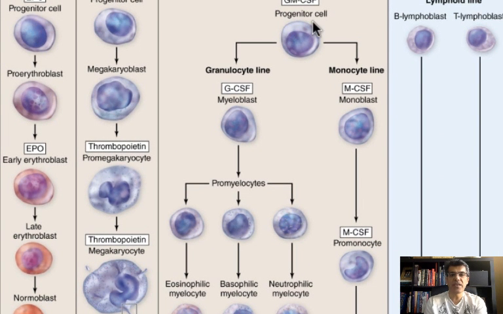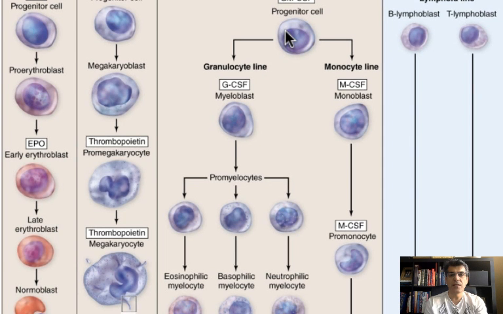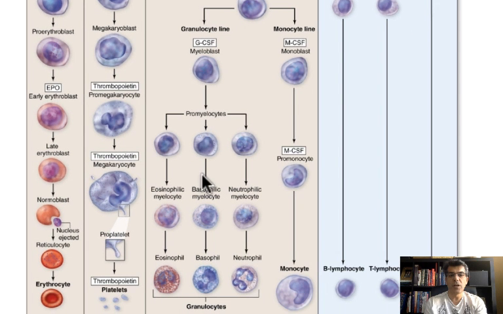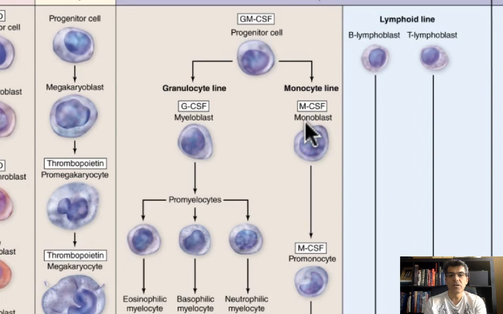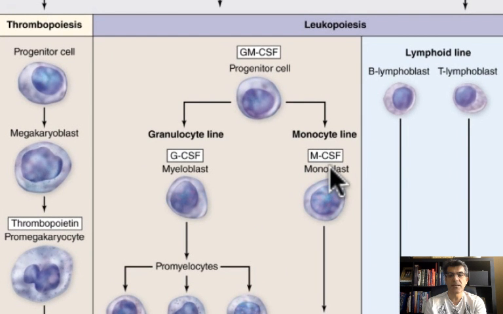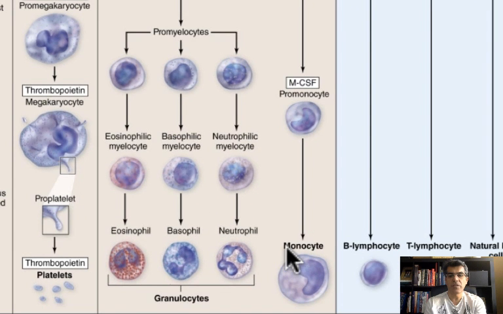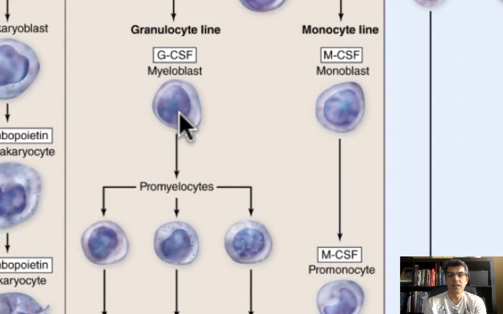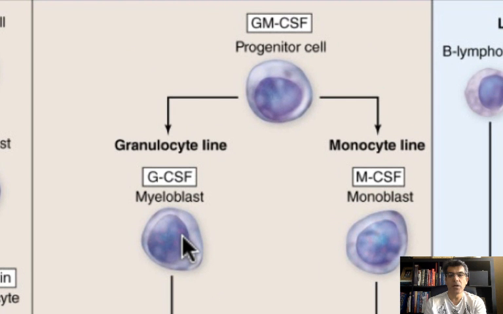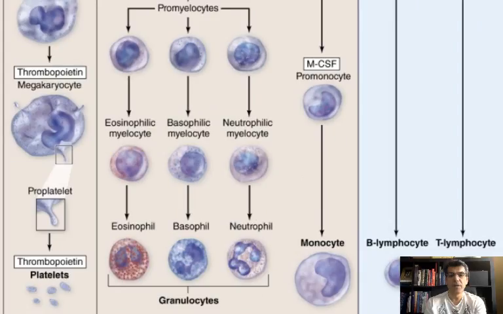In the case of CFU-GM, we said they're going to create two lines. One line is going to create granulocytes and the other line is going to create monocytes. This cell is called monoblast because it's immature, and then it's going to create monocyte. This cell is called myeloblast, and myeloblast at the end is going to create eosinophil, basophil, and neutrophil. And that is going to bring us to the end of this discussion.